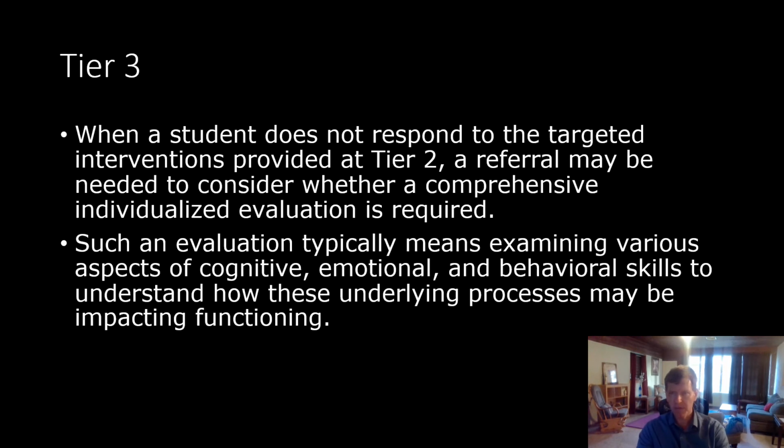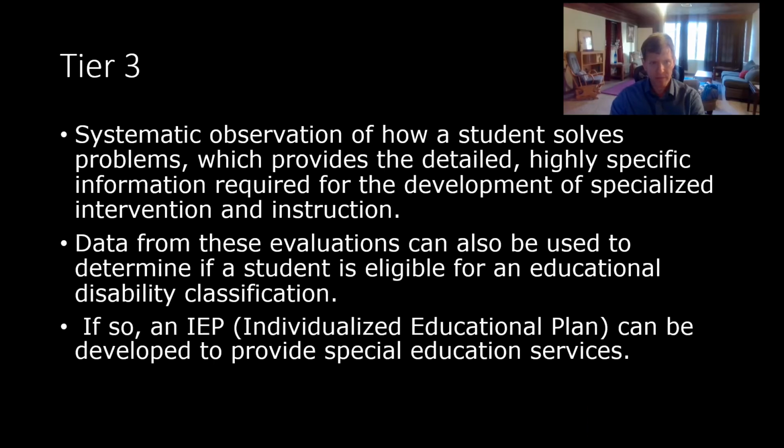When a student does not respond to the targeted interventions at Tier 2, a referral may be needed to consider whether comprehensive individualized evaluation is required to enter Tier 3 RTI. This evaluation typically means examining various aspects of cognitive, emotional, and behavioral skills to understand those underlying processes. It's with Tier 3 that students who may or may not have dyslexia would be systematically tested for dyslexia.